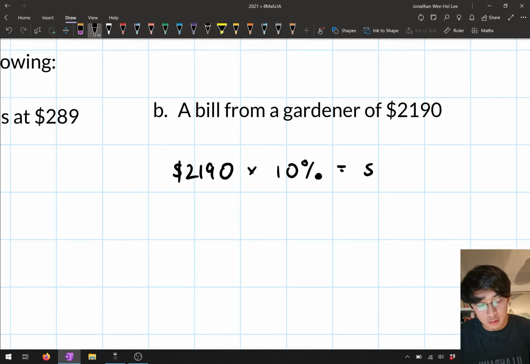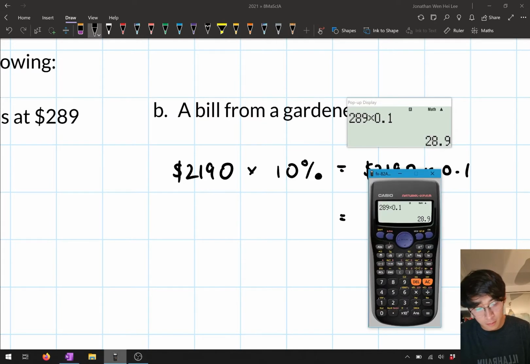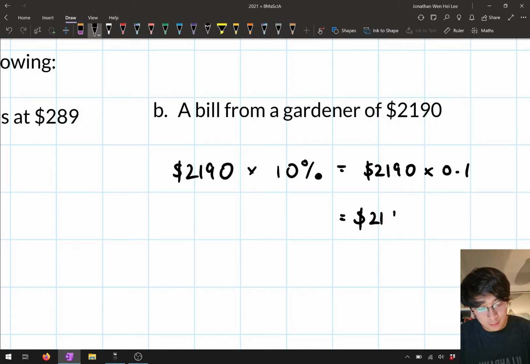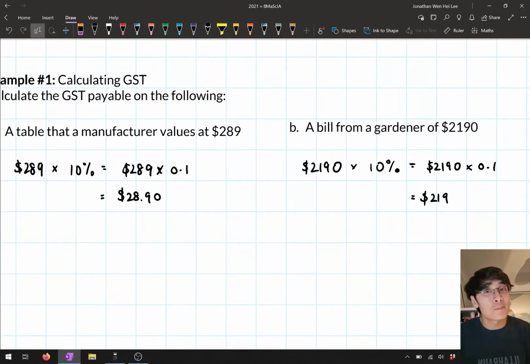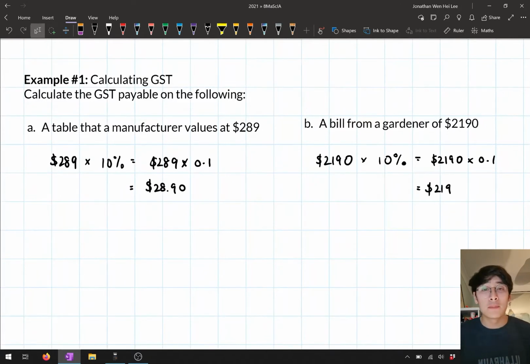And so here we're just multiplying 2190 times 0.1. I usually prefer writing it as a decimal, as I've said before. So here it's 2190 times 0.1. So we get $219. So that's how we calculate the GST payable. All we're doing is finding 10% of the amount. And so here, all we do is just multiply 10% with our dollar amount. Okay, that's the first part of today's lesson.